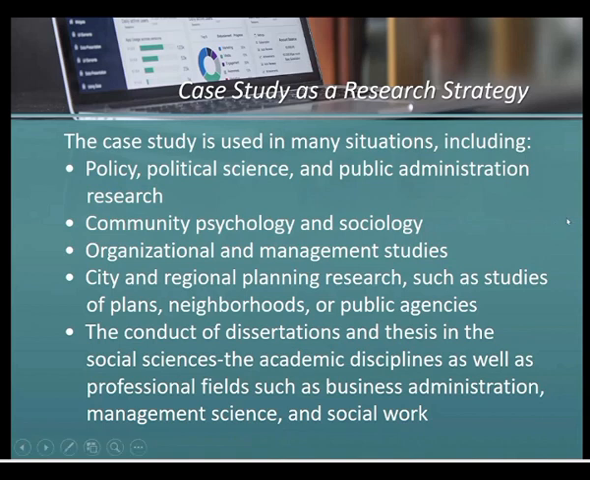And then to conduct a dissertation and thesis in social sciences, the academic disciplines, as well as professional fields such as business, administration, management science, social work, and of course in the built environment, even architecture uses this method to find out something about building design and so on and so forth.